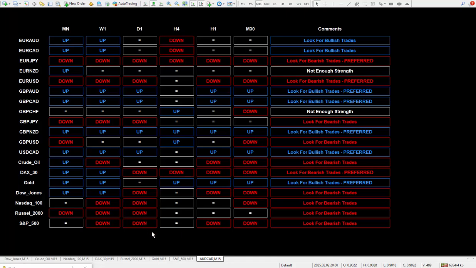And the futures or the indexes, they move a lot more and they pay a lot more. So I keep the futures and the indexes down at the bottom, and the Forex pairs are at the top, and everything is in alphabetical order.